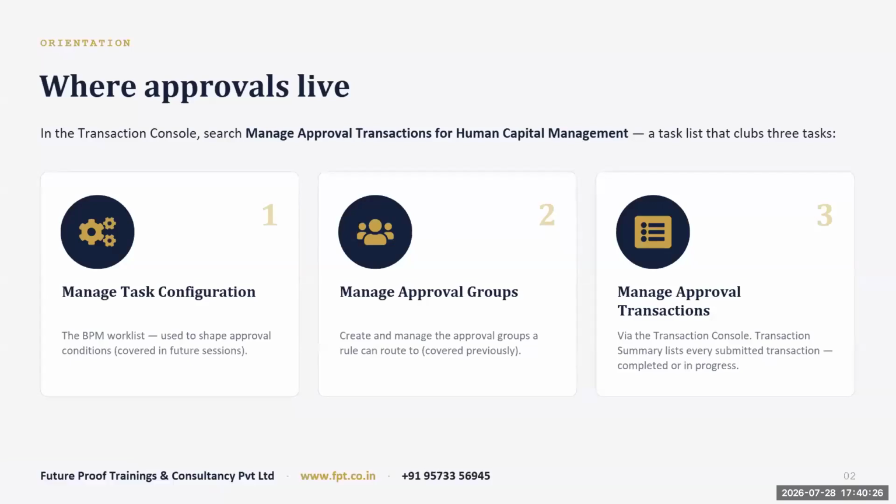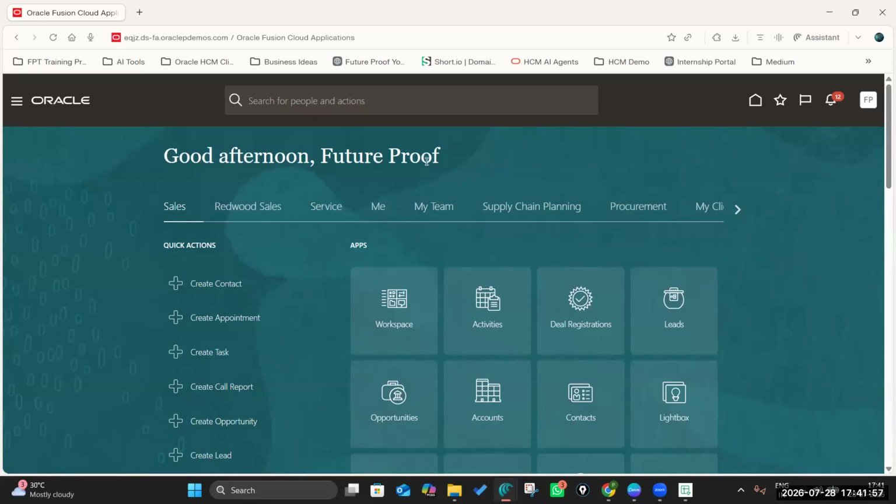So in this session, we are going to see how to configure approval rules for absence management. Manage task configuration for human capital management will open BPM approvals. Today we are going to see it from the transaction console. So log in as implementation consultant.